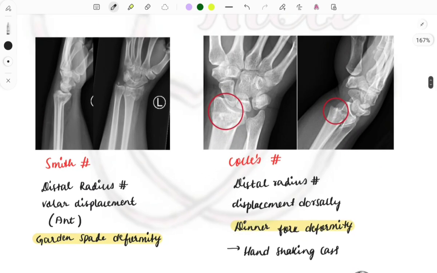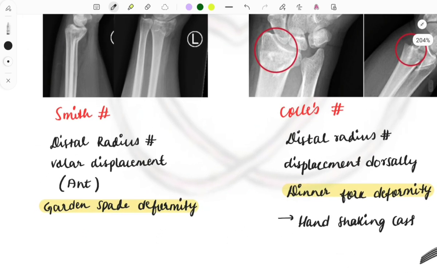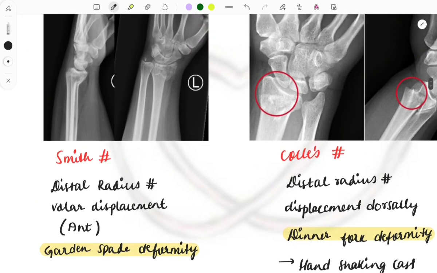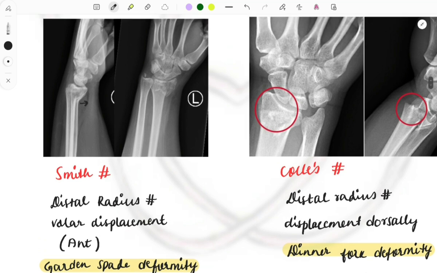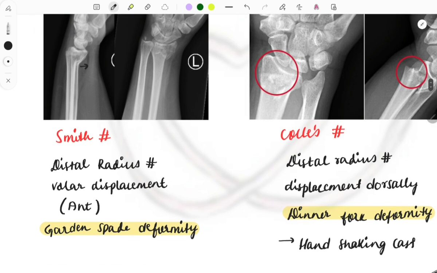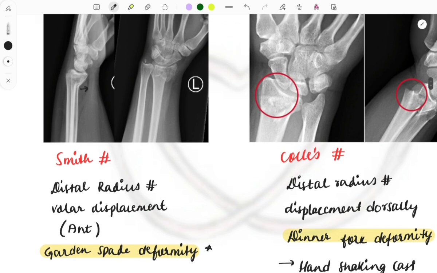Then another two important fractures involving the wrist are the Smith and the Colles fractures. How do we differentiate them? In Smith fracture, there will be a distal radial fracture plus volar displacement, meaning anterior displacement. You can see here the anterior displacement of the bones, and this is called the garden spade deformity. This is a PYQ, and this image is also a PYQ.